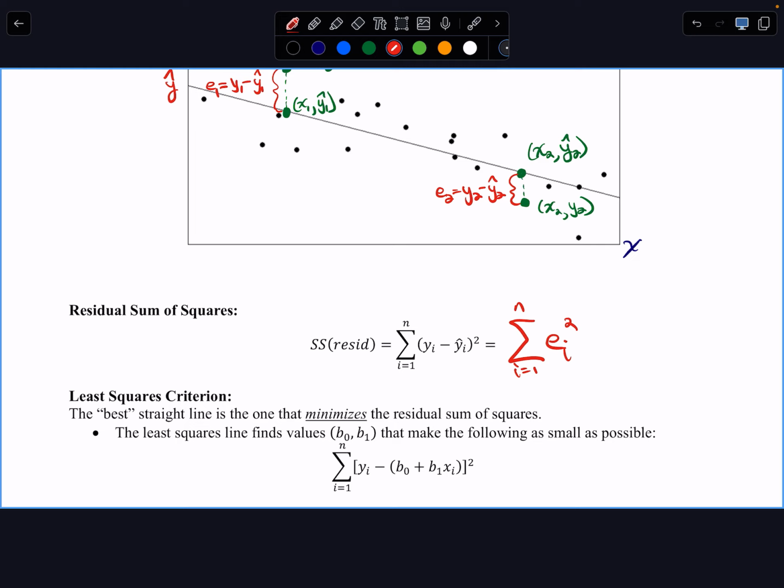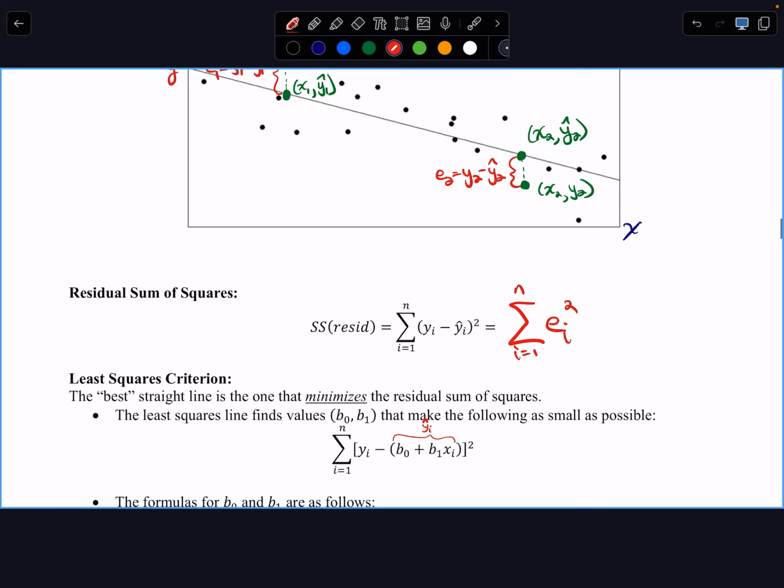Now, notice this y1 hat. We can replace it with its equation, b0 plus b1 times x. And this statement here, the residual sum of squares, looks like this here. All right? So I just replaced that y1 hat above with this. This is the same thing as y sub i hat. So we'll choose betas B0 and B1 that minimize this thing right here.